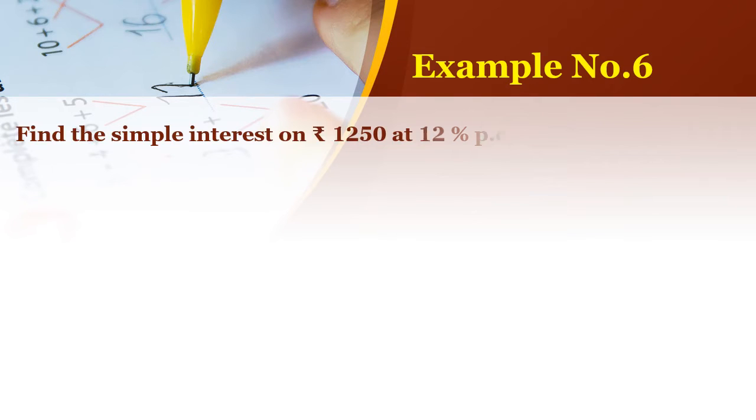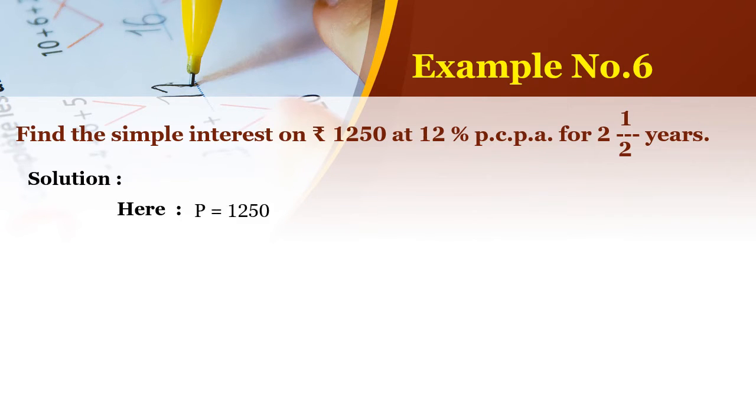Here the example number 6. Find the simple interest on rupees 1250 at 12% per annum for 2.5 years. So here solution given here, P is equal to 1250, R is equal to 12%, and N is equal to 2.5 years, and we find out here simple interest.